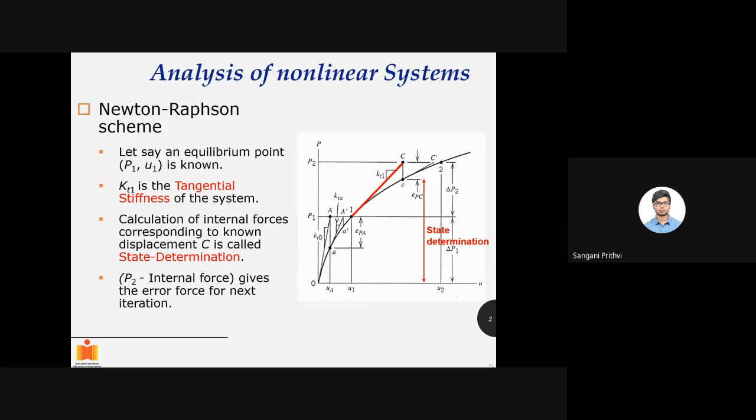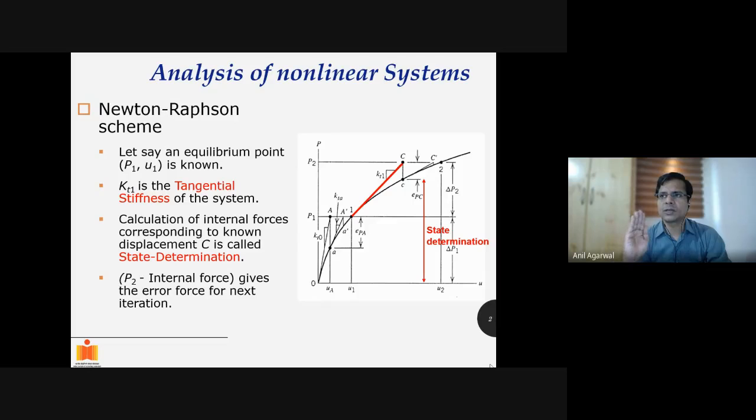State determination. Correct. So state determination is basically from the displacements that you calculate. So displacements is nothing but you have this unbalanced force P1. If we have this unbalanced force P1 and we calculate the tangent stiffness K naught or KT naught, then P1 divided by KT naught gives us UA, that is displacements, right? Displacements at the nodes. From those displacements which are available at the nodes, we calculate the deformations of the members. So member deformation calculation and then internal force calculations, these two things combined are called state determination.